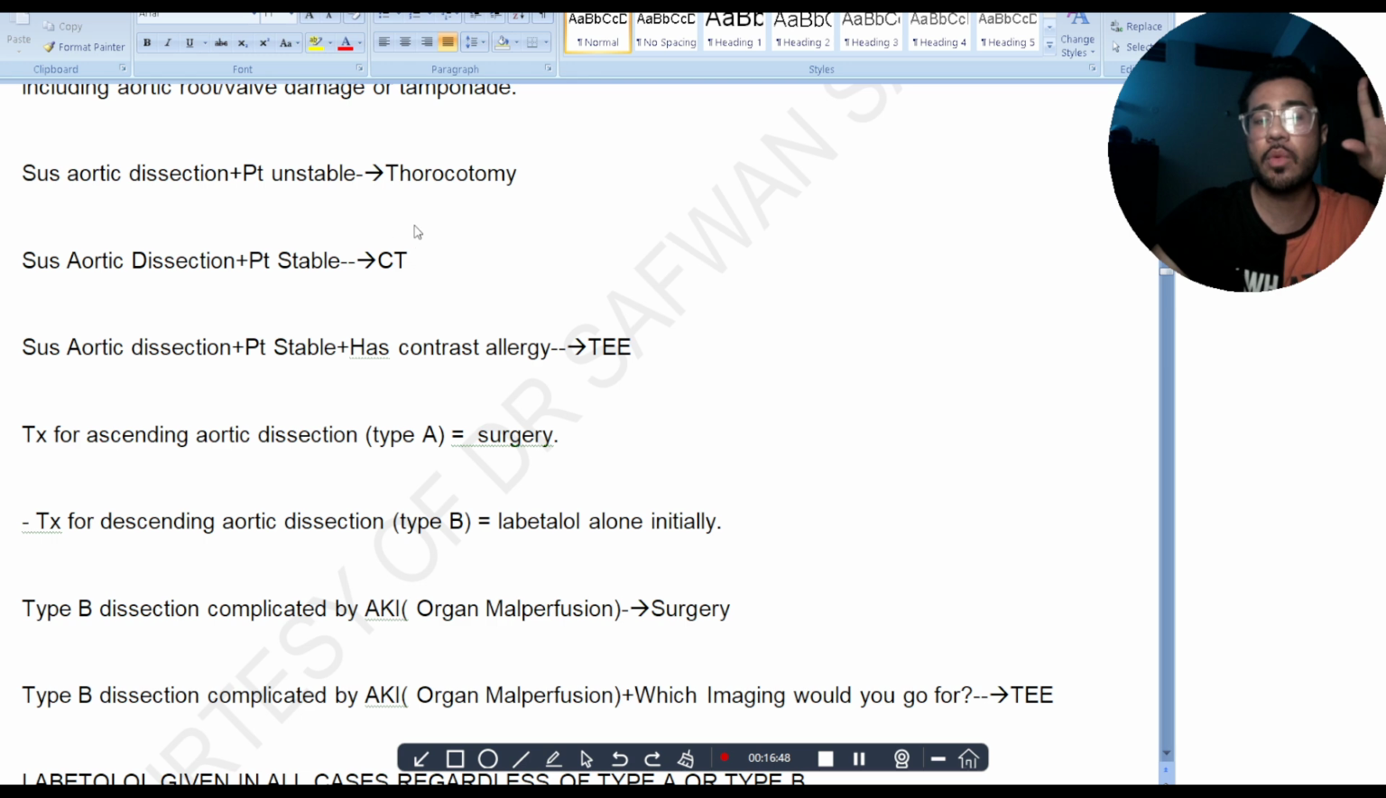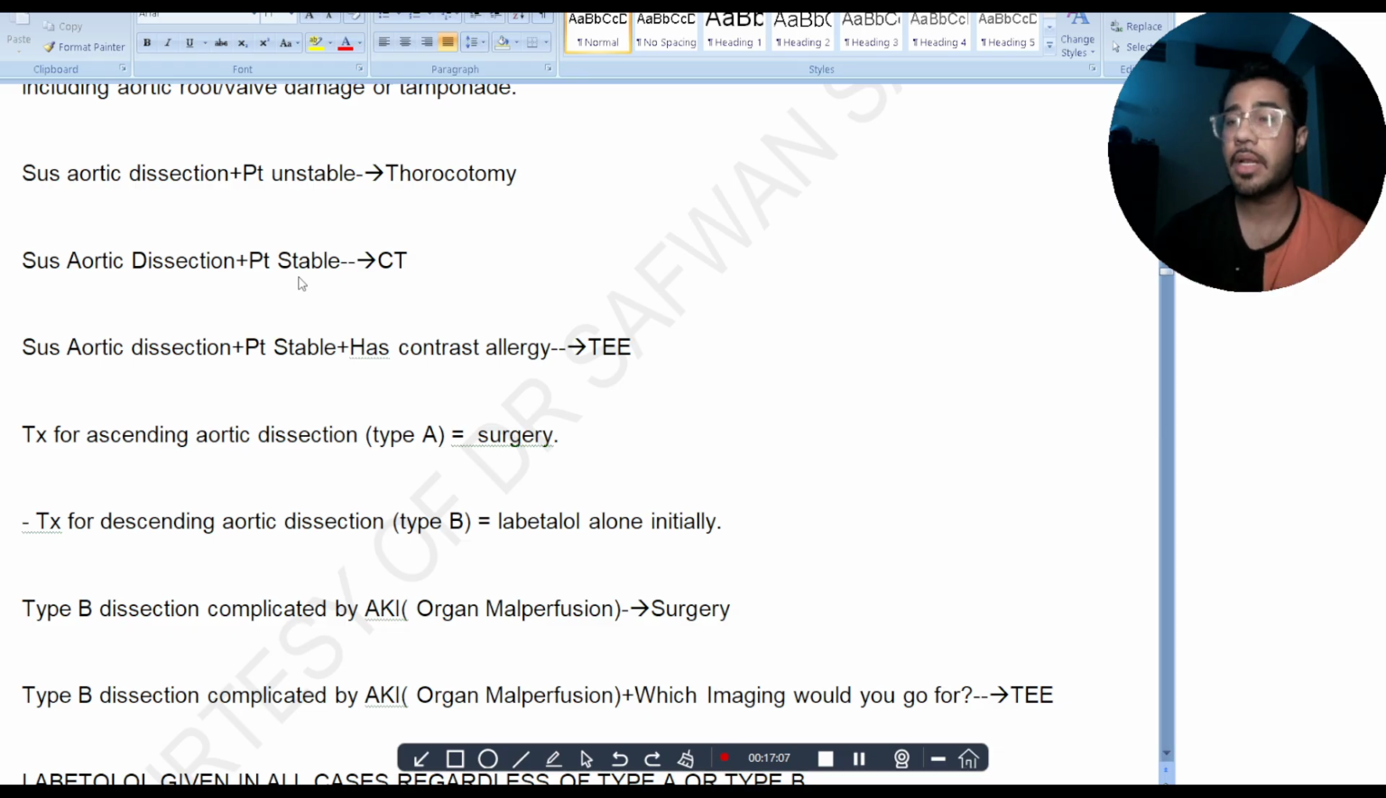That's it. That's what I want to hammer down. Suspected aortic dissection, patient stable, has contrast allergy. You cannot do a CT because the patient has a contrast allergy. You're gonna have to go with transesophageal echocardiography. So now, if the patient is unstable, you open the patient.